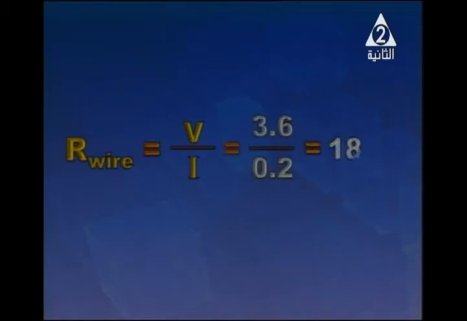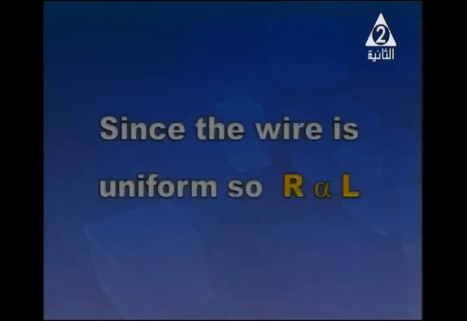3.6 over 0.2, it is 18 ohm. 18 ohm is the total resistance of the whole wire. The wire is uniform, and the cross-sectional area is constant, so resistance is proportional to the length. So the resistance of the portion AB is twice that of BC, since the length of AB is given in the problem to be equal to twice the length of BC.